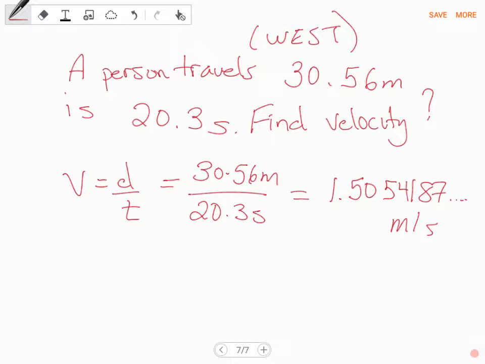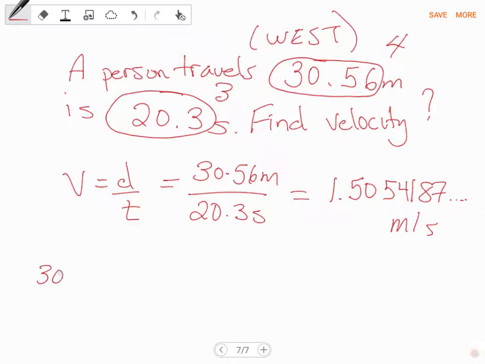So, if you look back at the question, we were given this piece of data, and it has 4 significant digits. If you look at this piece of data, it has 3. So when we look at precision, you see one value has 4 units of precision. The other one has 3. Now, if you really look at it, 30.56, this would be the tenths, and this would be the hundredths. This one is 20.3, which goes into the tenths place. Now, this is more accurate, and this is less accurate.